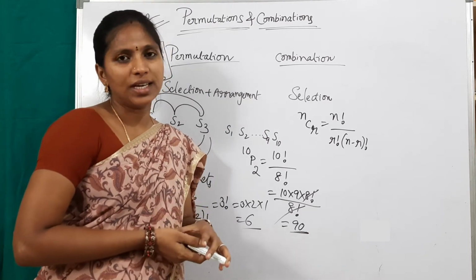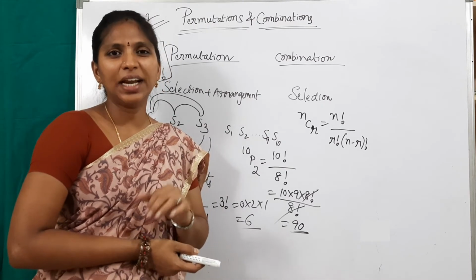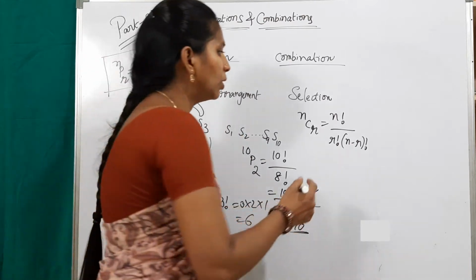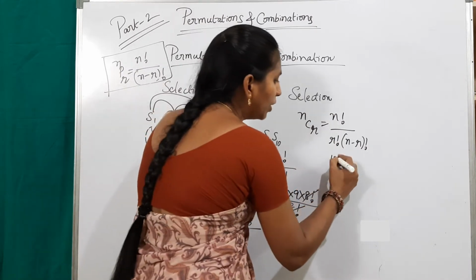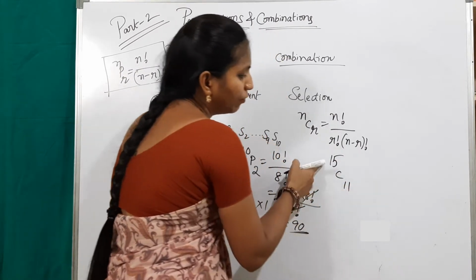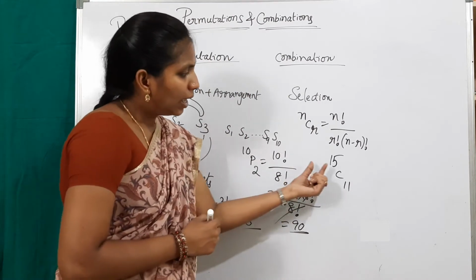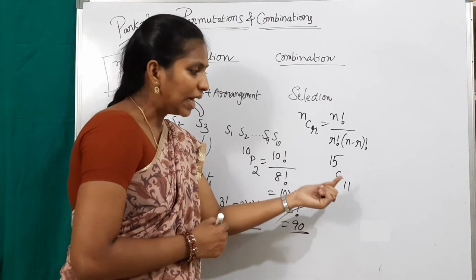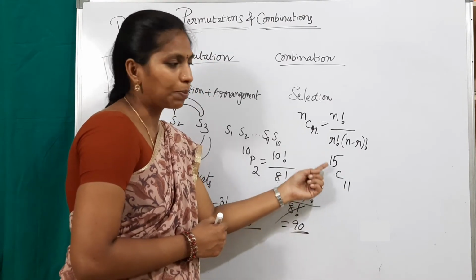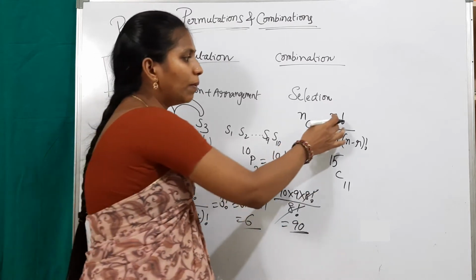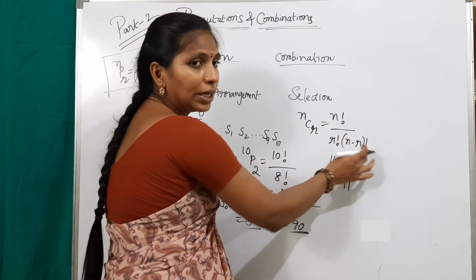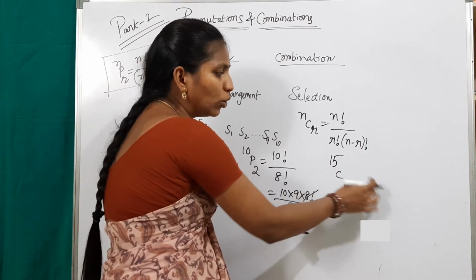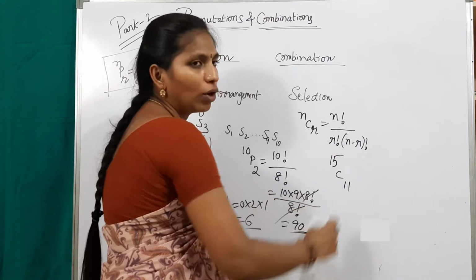An example for combination is, suppose there are 15 players in a team. I want to choose only 11 players from that team. Then use the selection concept. 15C11 is the result. From 15 players, to select 11 players, this is the concept of 15C11. What is the formula here? n factorial by r factorial into (n minus r) factorial. Write 15 factorial by 11 factorial into (15 minus 11), that means 4 factorial.